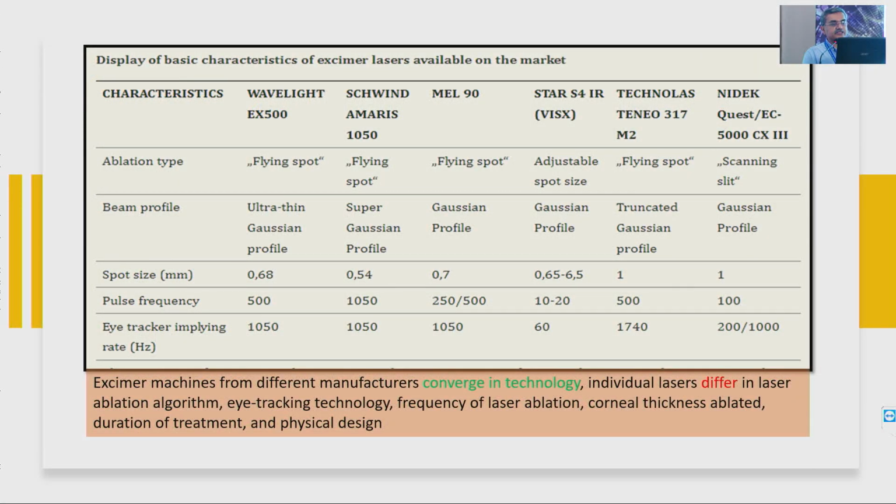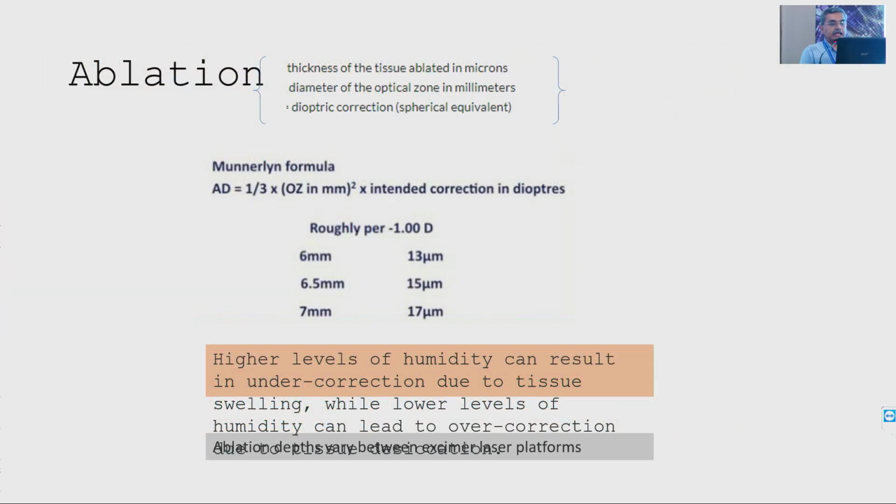Various machines have their own different patterns and specifications and their own algorithms, and they all differ in the laser algorithm. It's basically a machine-based procedure, and though the principle is the same, there are differences in the algorithm in various things. Coming to the ablation, there is the Munnerlyn formula that gives you an idea of how much ablation can happen, but you have to understand that even temperature and humidity changes can cause changes in the ablation pattern and rate, which, as I told, will not be realized during the procedure, and there will only be surprises of undercorrection or overcorrection afterwards.